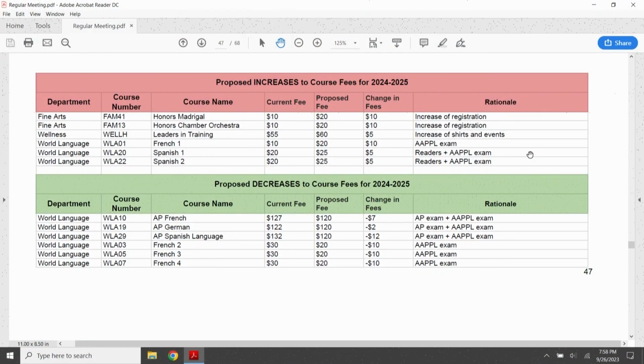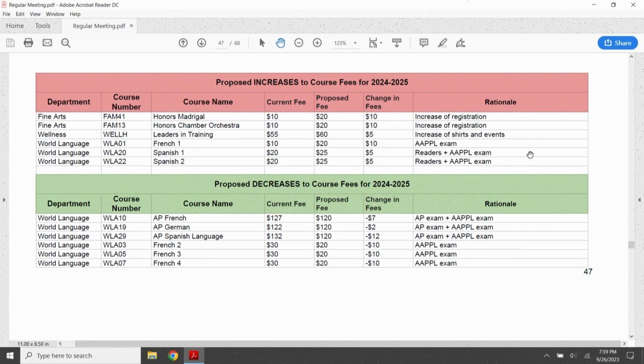The increases reflect things like the increase of registration in programs that courses may attend, competitions that they may compete in, things like ILMEA for music courses, some increase of the shirts that students wear in honors leaders training, and the addition of Apple exams to some of our lower level language courses.